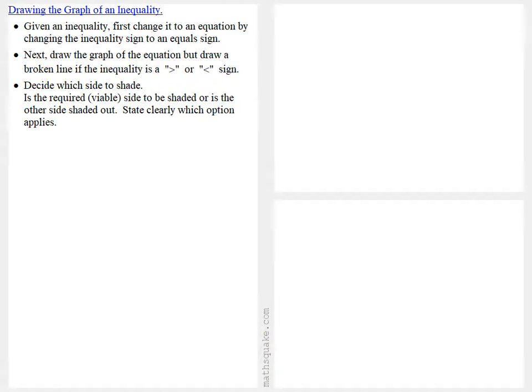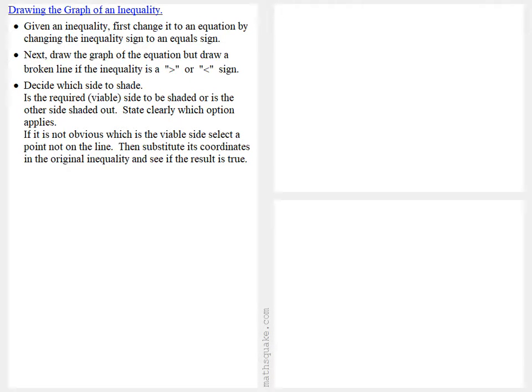To do this, we must first decide, is the required side, or the viable side, to be shaded, or is the other side to be shaded out? State clearly which option applies. If it's not obvious which is the viable side, select a point not on the line. Then substitute the coordinates in the original inequality and see if the result is true. Let's look at a couple of examples.